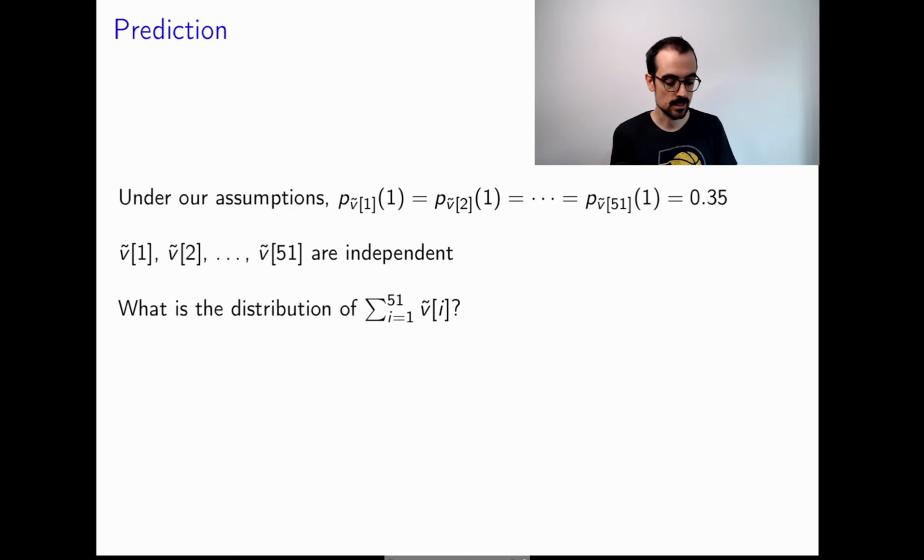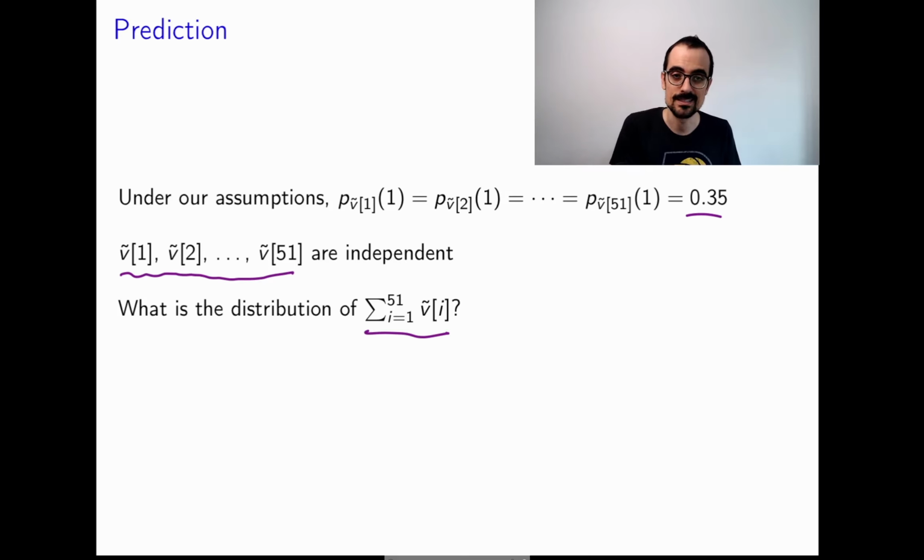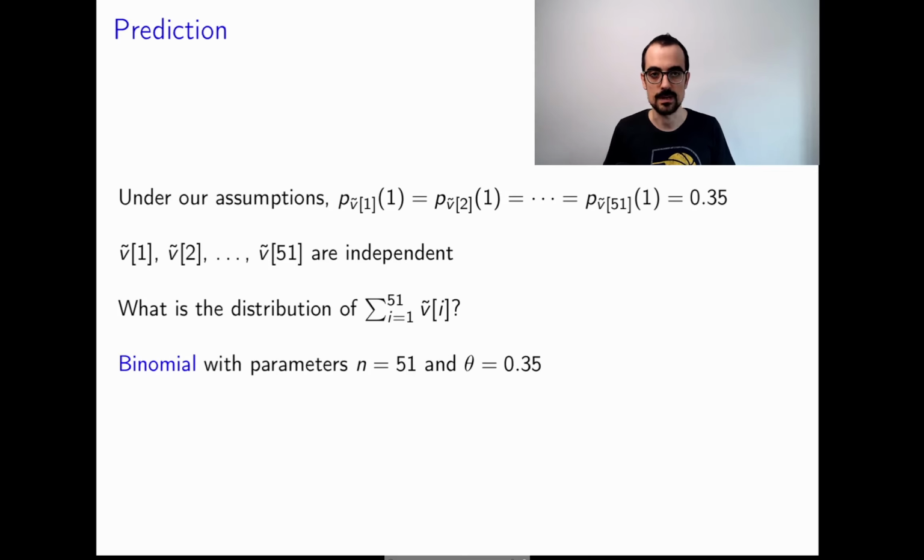Okay, so now we can ask, what is the distribution of this sum, which is equal to the number of states won by the Republican candidate? So that's just the number of Vi's that are equal to 1 out of 51. They each have the same probability of being equal to 1. They're all independent. This should ring a bell, so think about it for a moment. This is just a binomial with parameters 51 and 0.35. Okay, so it's a binomial with those parameters.